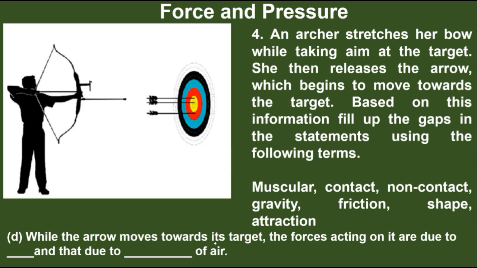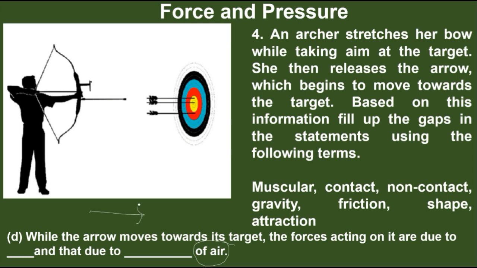The next one, option D. While the arrow is moving towards the target, the forces acting on it are due to dash and that due to dash of air. Look at this. While the arrow moves towards its target, the forces acting on it. The arrow is moving forward. Remember, there are two forces acting on it. Can you tell me which two forces? The arrow is not supported by anything. It's moving just in the air.